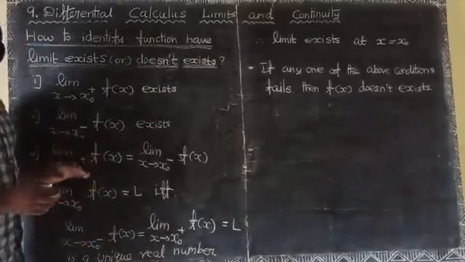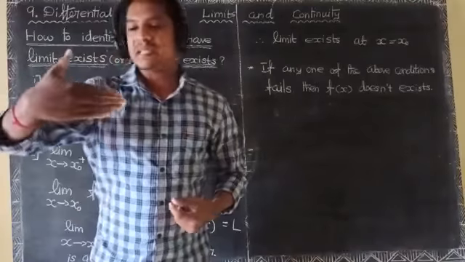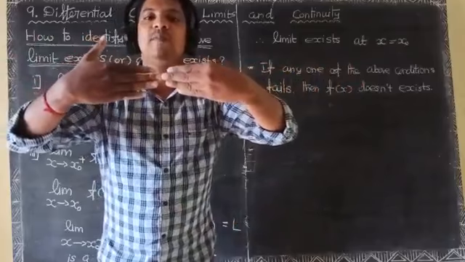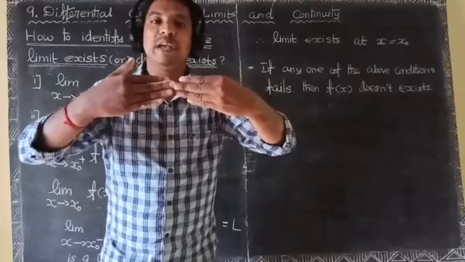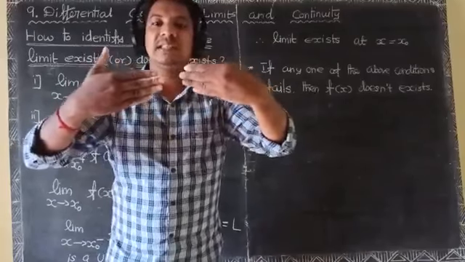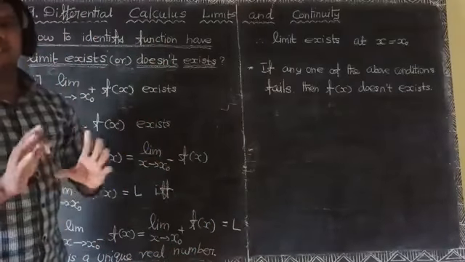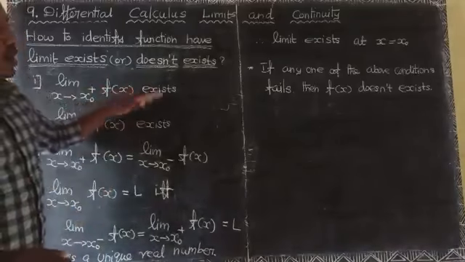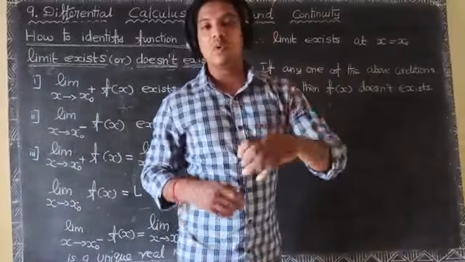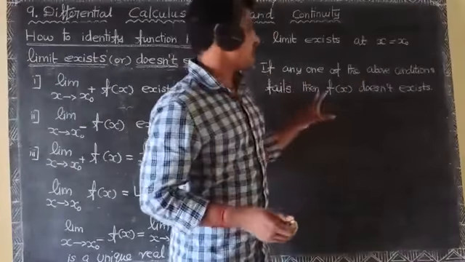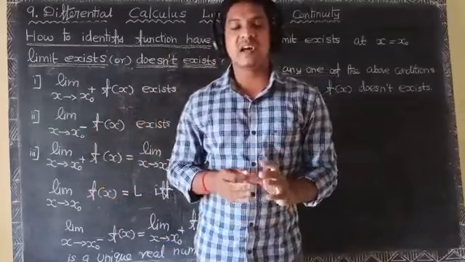Then the third one: both values are equal. It means x approaches x naught from the right side and the left side have the same value, that is a unique real number. Unique means only one value, the same value. Therefore the given function has a limit, or exists. Suppose any one of the above conditions is not satisfied, then the given function's limit does not exist.